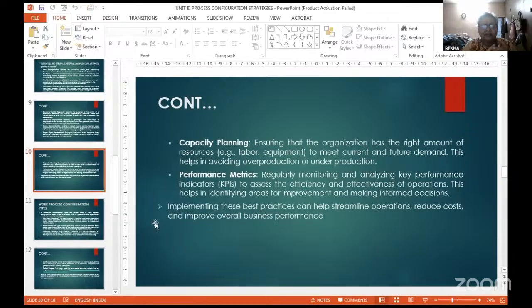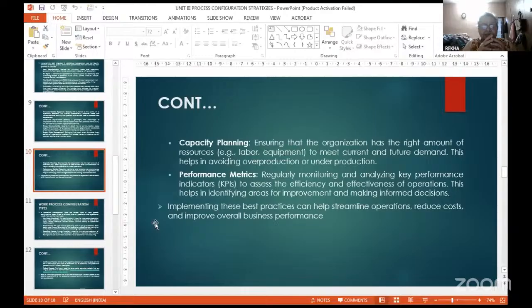So your capacity, what is the demand? Do you have the resources as well as the space to produce whatever is being demanded? Then performance metrics, regularly maintaining and analyzing key performance indicators to assess the efficiency and effectiveness. What are the key indicators which will affect the performance? You have to keep on seeing to it that the key indicators are maintained. This helps in identifying areas for improvement and making informed decisions.